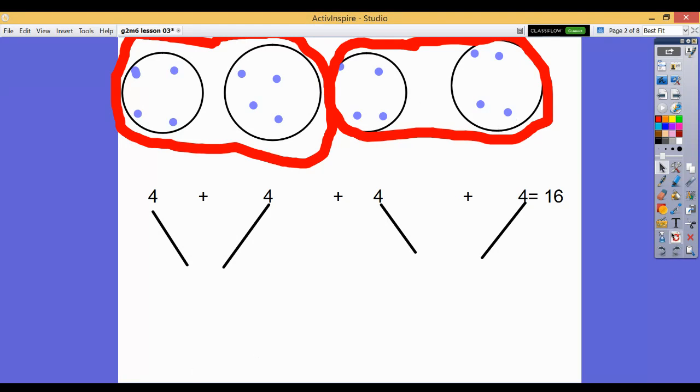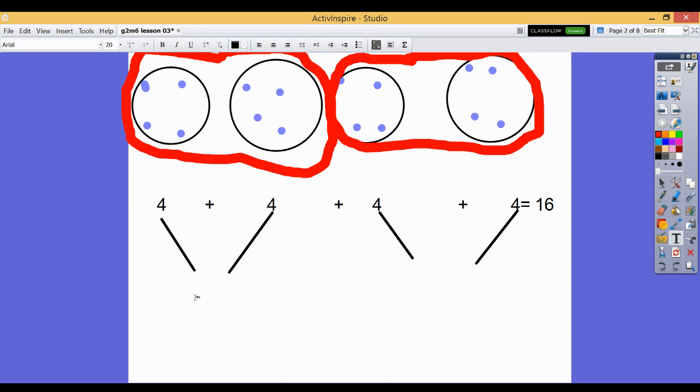So the number sentence or the equation for this problem would be, and I'm sure you all already have it, but it will be 8 plus 8. And do you think that the answer changes because we changed our grouping? The answer does not change. So the answer would be 8 plus 8 equals 16.